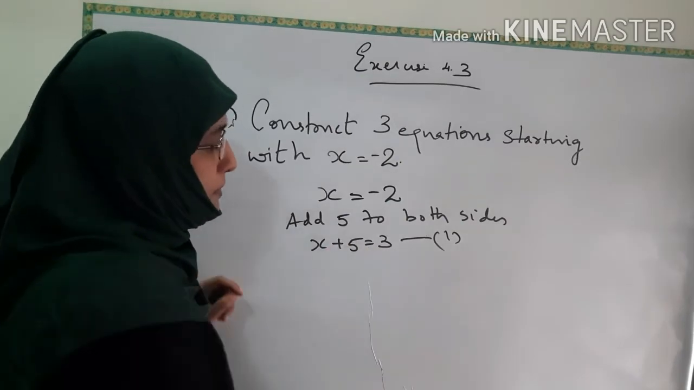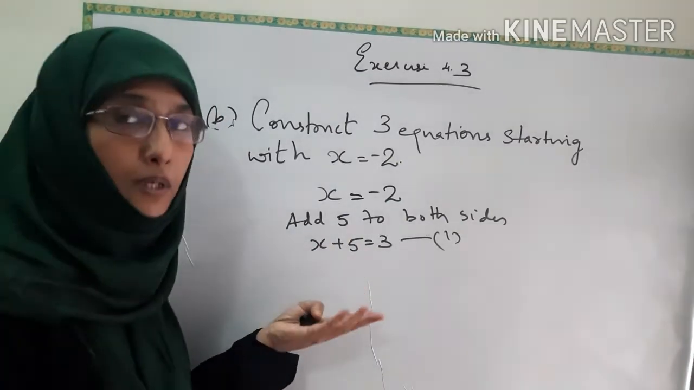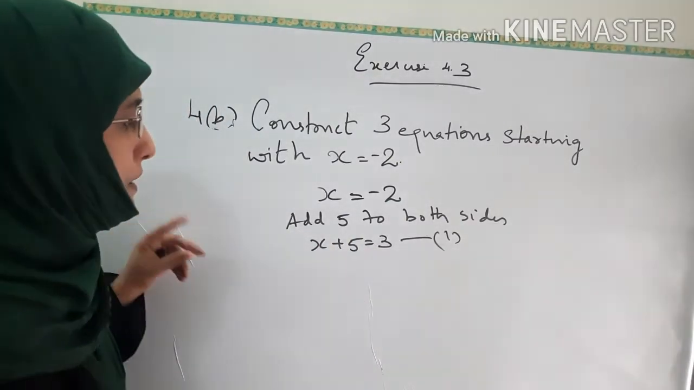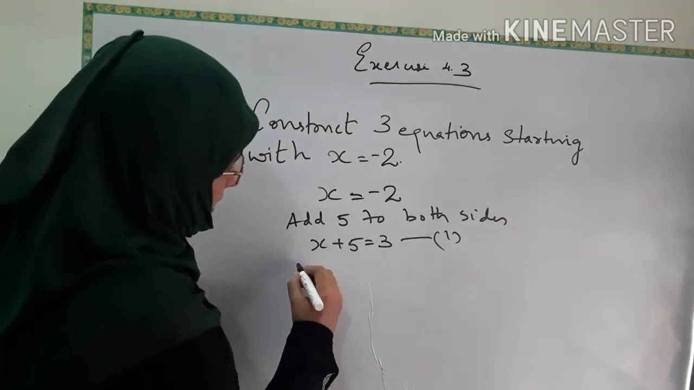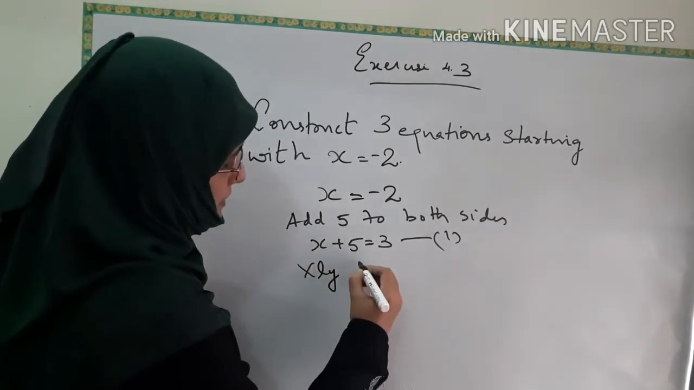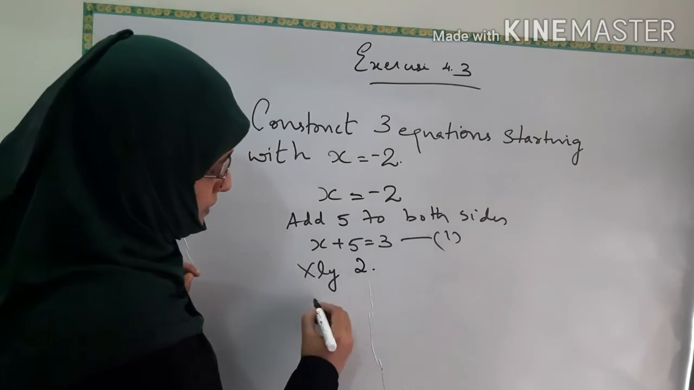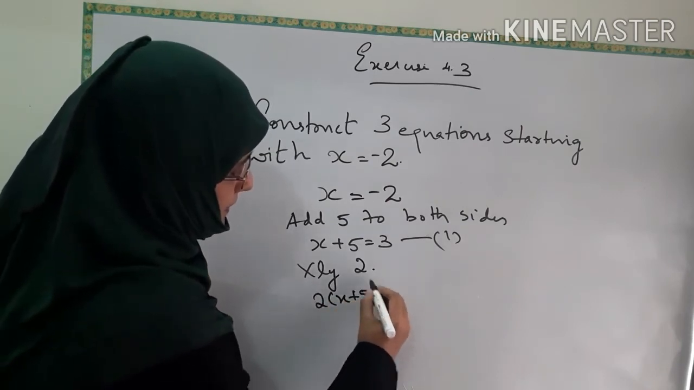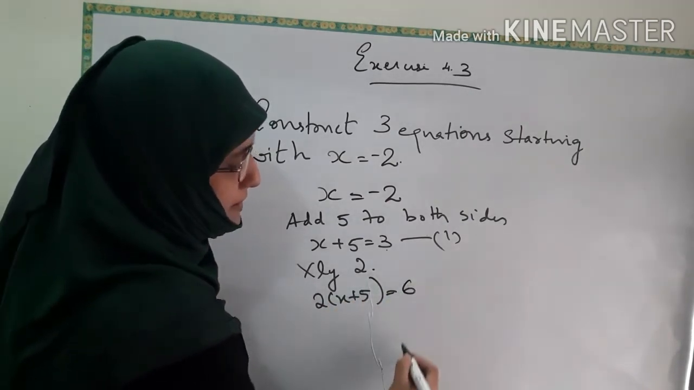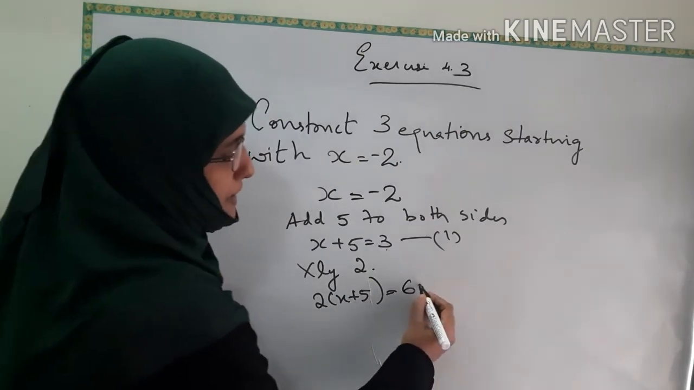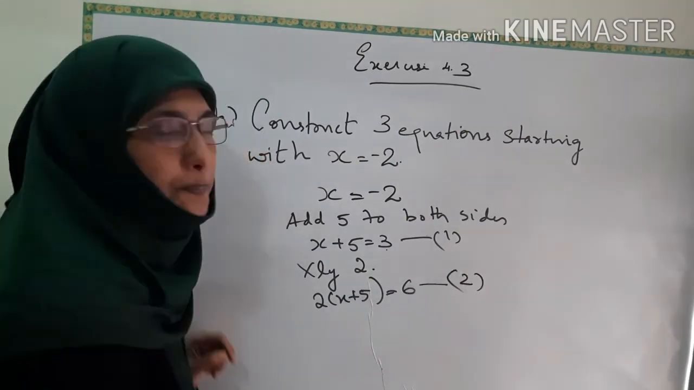Then again what you will do? You don't need to do the same operation. You can do any operation which you find easy. Next I am going to multiply with 2. So 2 into x plus 5 equal to 3 into 2, that is 6. So 2 into x plus 5 equal to 6. You got the second equation.